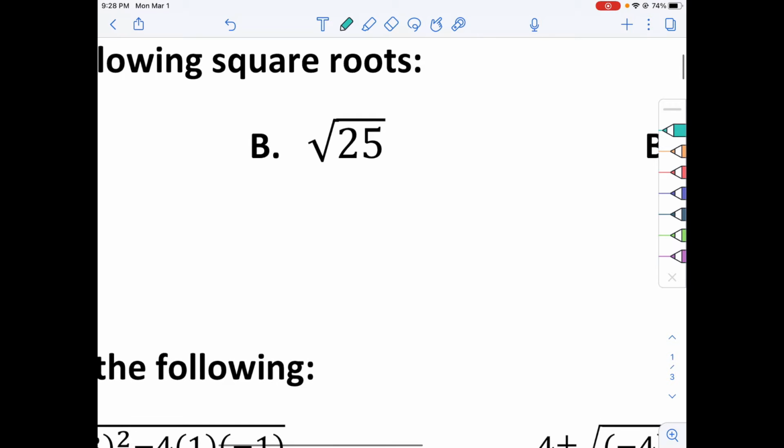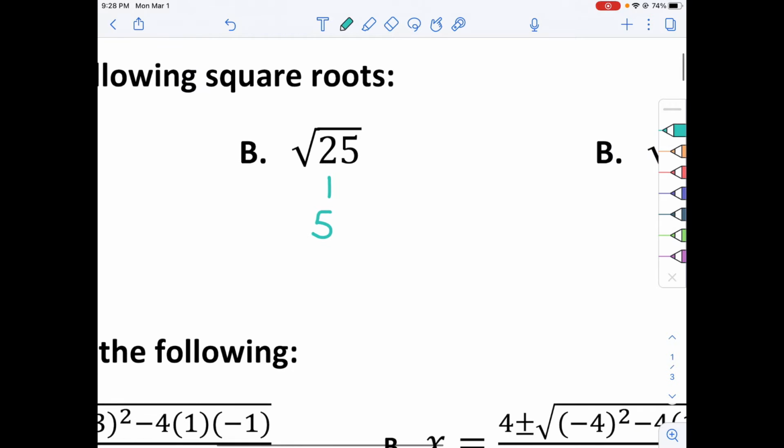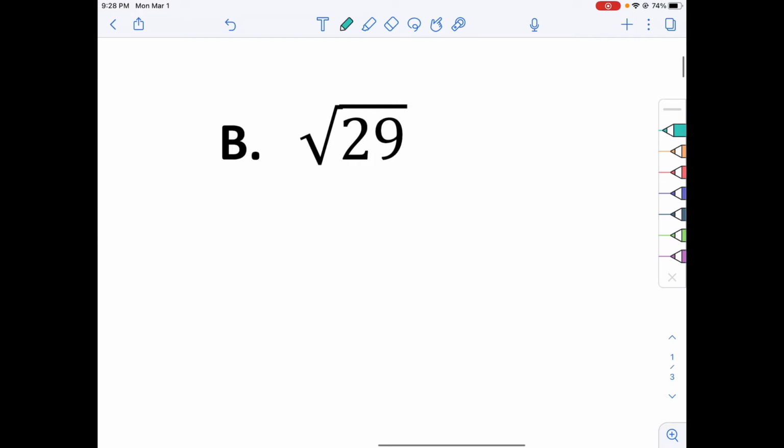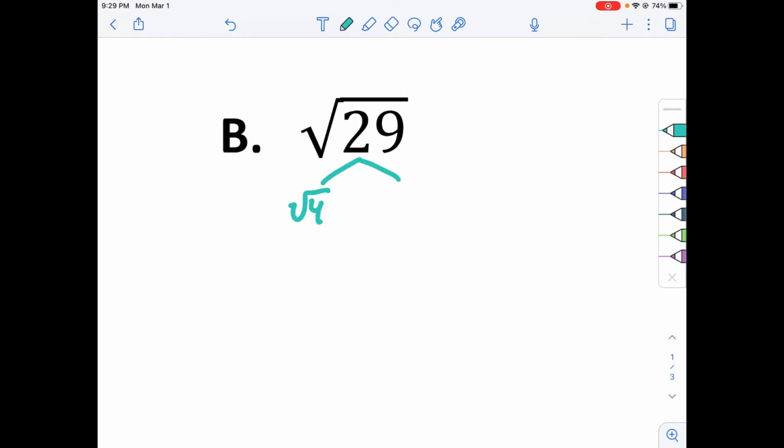For letter B here, we would have the square root of 25. 25 is another perfect square, so the square root of that would be 5. For the square root of 29, this is not a perfect square, but in order to figure out if a perfect square goes into it, and you're just not sure if one does or not, it's best to just start dividing 29 by the perfect squares. So take 29 and see if you can break it up into radical 4 and something else.